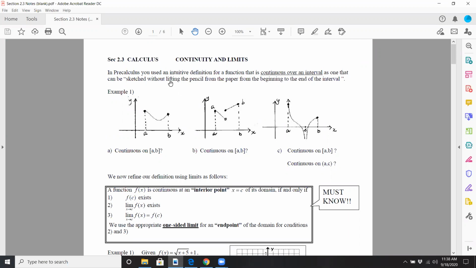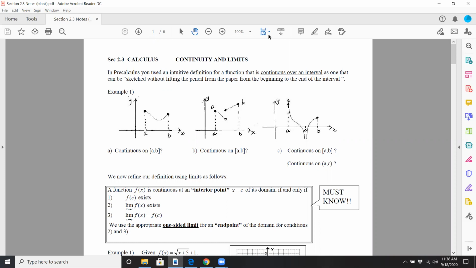Anyway, let's talk about continuity. In pre-calculus, you use an intuitive definition for a function that is continuous over an interval. So we really want to emphasize that phrase, continuous over an interval, as one that can be sketched, in quotations, without lifting the pencil from the paper from the beginning to the end of the interval.